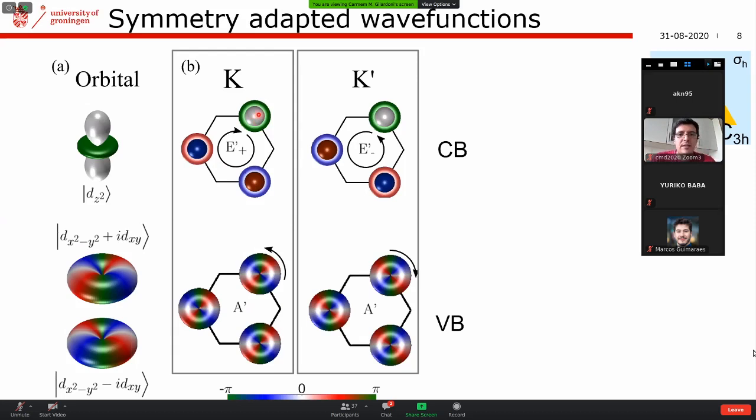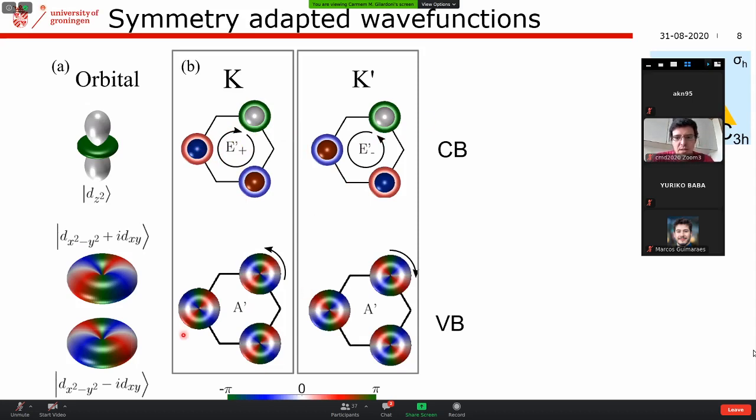So if we classify these wave functions based on the irreducible representations of the C3h point group, so that is just a classification that tells us how these wave functions transform, well, they actually transform as the E prime irreducible representation of this C3h point group.